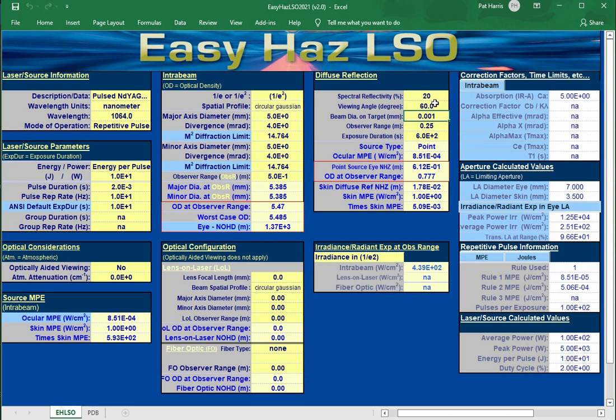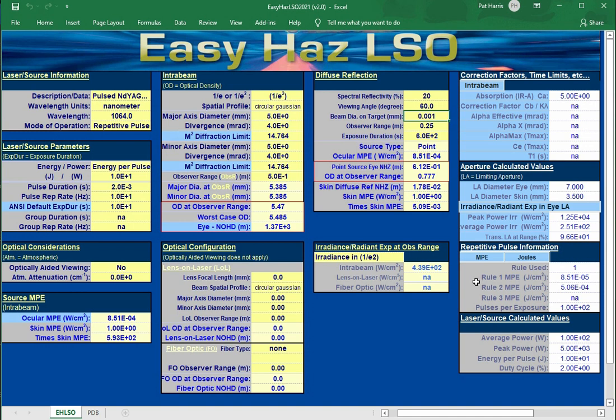Okay, let's take a look over here at our repetitive pulse information. You can see that now we have 2 MPEs we're looking at, and that's because we have 2 exposure conditions that we need to consider. The first one being the pulse duration, which is 2 milliseconds. And so this Rule 1 MPE is based off of the pulse duration. The Rule 2 MPE is based off the total exposure duration, which in the standard we refer to as T max, and that's 10 seconds.